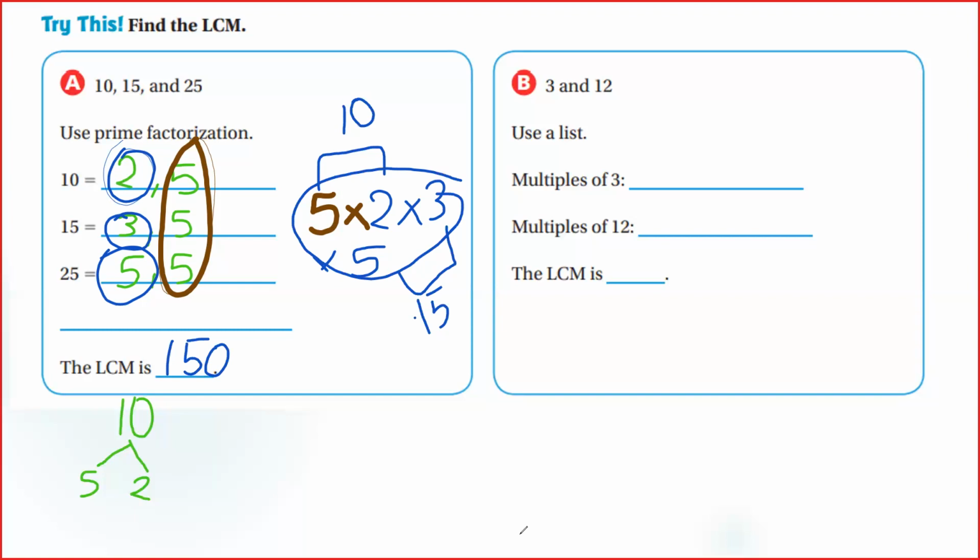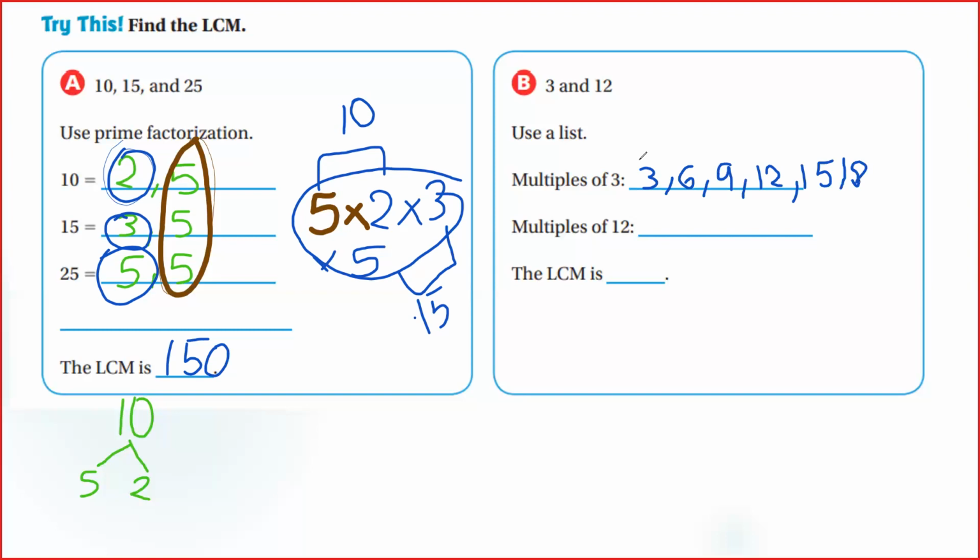Now, for B, here we have to find the least common multiple of 3 and 12, but now by a different way, by using the multiples of 3 and 12. For the first one here, what are the multiples of 3? 3 times 1, 3. 3 times 2, 6. 3 times 3, 9. 3 times 4, 12. 3 times 5, 15.